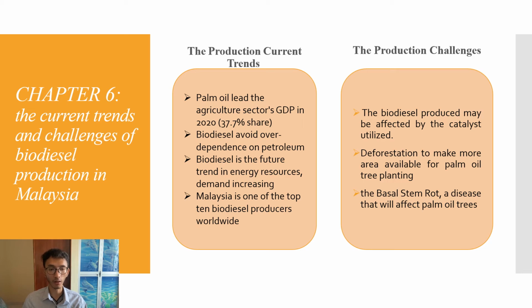So for the current trend of biodiesel production, for starters, the main source of biodiesel production is actually palm oil, which is one of our major economies in the Malaysian agriculture industry. Palm oil led the agriculture sector's gross domestic product with about 37.7% share, which is quite large, in the year 2020. The large biodiesel production has successfully avoided dependency on petroleum, since biodiesel can provide the same functionality as petroleum with a greener option.